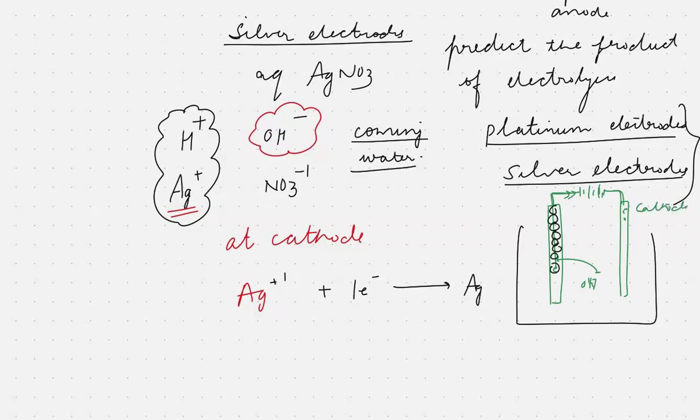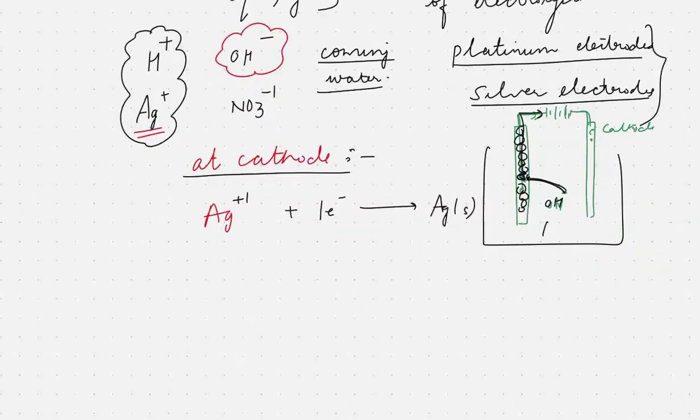So OH negative comes, it says, okay, I have 1 extra electron, I'll give it to you. And then the battery picks up that electron and gives it back to the cathode. So when you're dealing with the cathode part, Ag plus 1 will accept that 1 electron and form Ag solid at the cathode. And Ag from the beaker will go there.